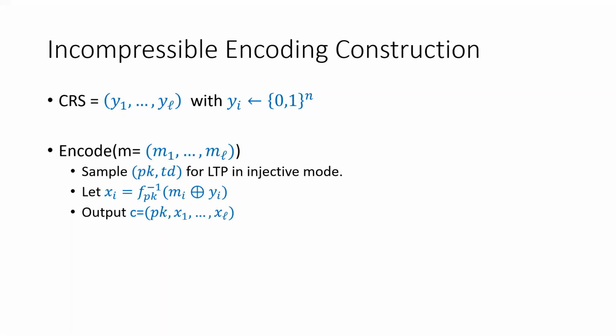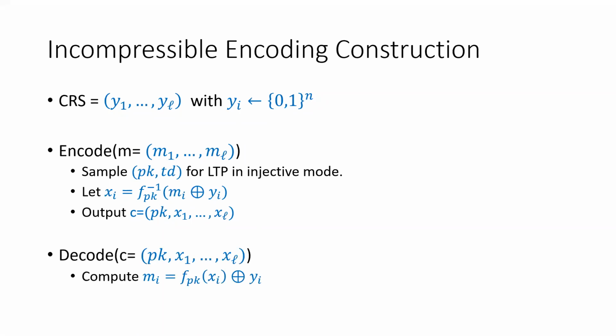Lastly, it's very easy to decode this code word. I just apply the permutation in the forward direction and XOR with the values in the CRS to recover the message. You can also see I can locally decode: if I just want to decode the ith block, I can do this for the ith block without looking at the rest of the code word.